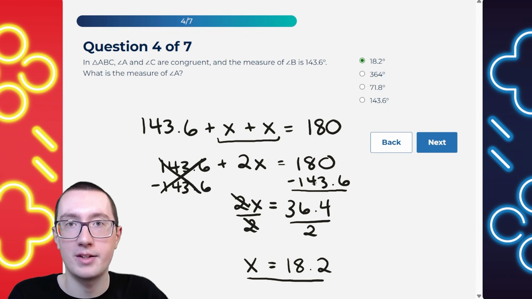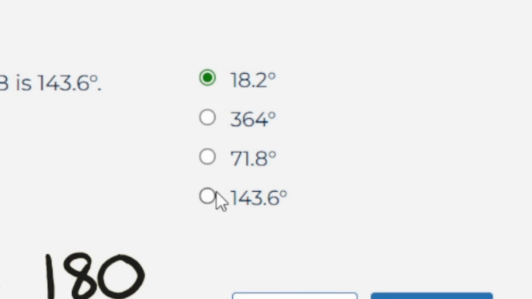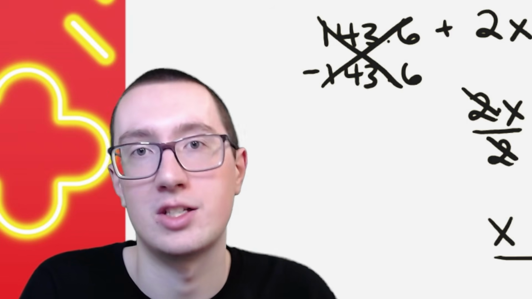Now, one thing to keep in mind here is that before we even started this problem, you probably could have noticed that 143.6 is not going to be the answer because it needs to add up to 180. So that is way too big. And these other ones are actually all way too big. So even without doing that math, you could have figured out that it was 18.2.